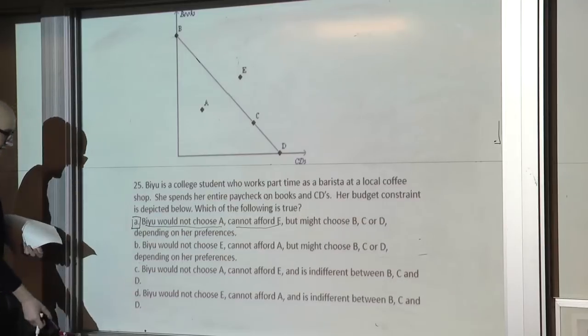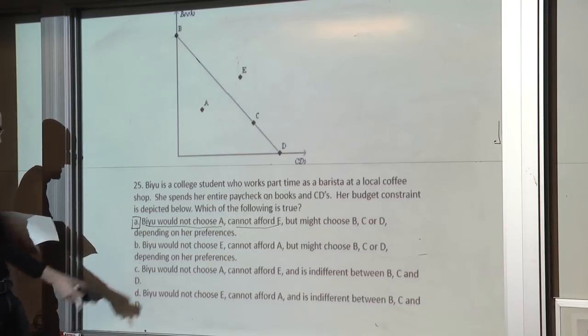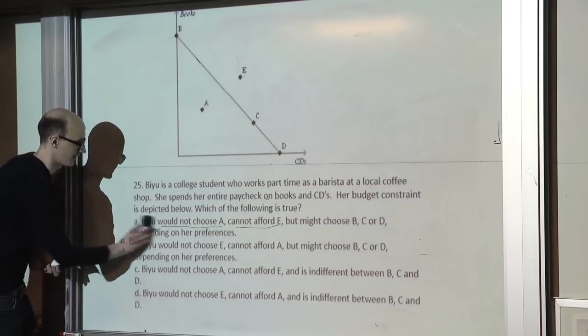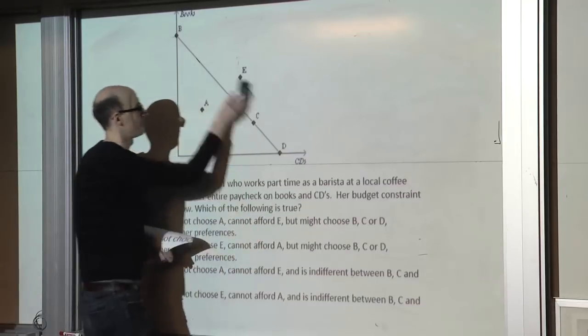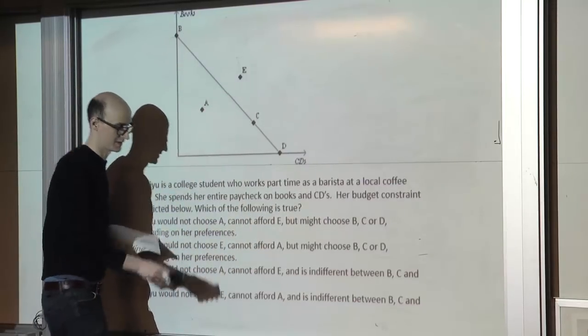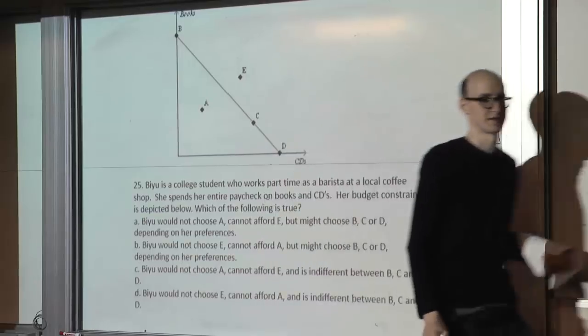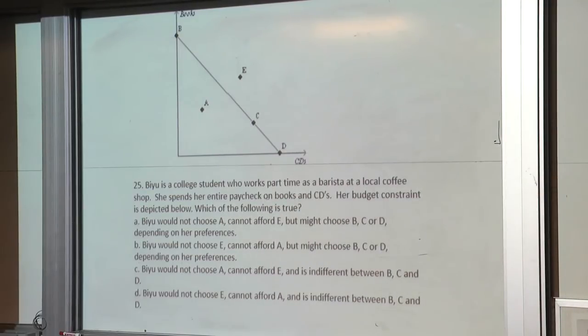And the same thing for D, where they're talking about indifference. So we don't know that she's indifferent between those 2 points, so those can't be possible answers. Any questions about that? Explain A again, why she would not choose A?